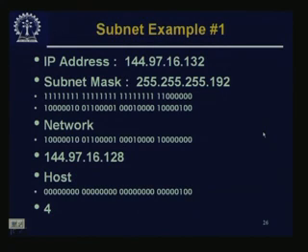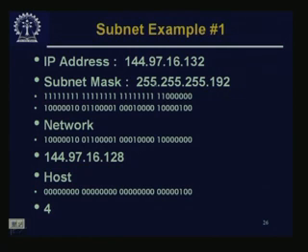Let us say we have an IP address 144.97.16.132, that is the IP address of a particular host, and we are also told that we have a subnet mask of 255.255.255.192. Well, 255.255 and so on, this is all only for human communication.